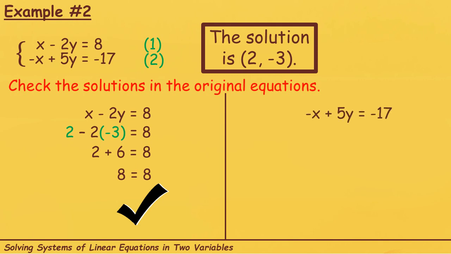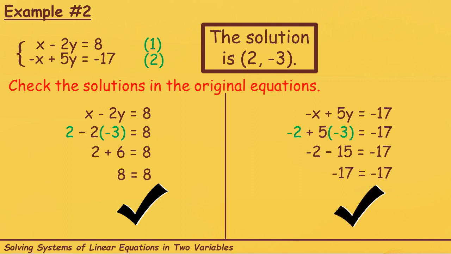Okay, next. Second equation. Negative x plus 5y is equal to negative 17. Substitute the values of x and y. Negative 2 plus 5 times the quantity negative 3 is equal to negative 17. This will be negative 2 minus 15 is equal to negative 17. Negative 2 minus 15 is negative 17. And negative 17 is equal to negative 17. Therefore, our solution is correct. And the solution is 2, negative 3.